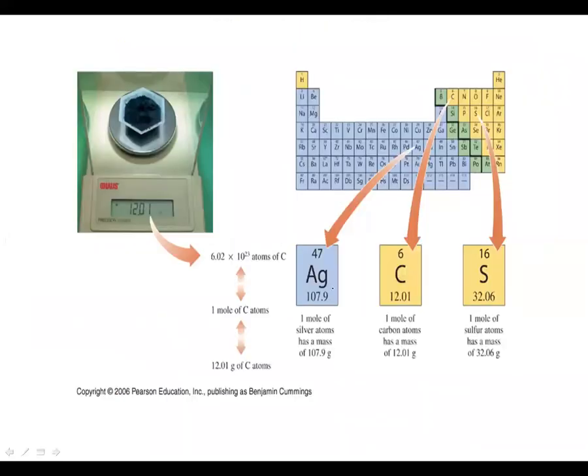And that's what we see here. So this is silver. 1 mole of silver has a mass of 107.9 grams, and that would be the molar mass of silver. So we would say silver's molar mass is 107.9 grams per mole. Carbon, like we just talked about, would be 12.01 grams per mole. And sulfur would be 32.06 grams per mole as the molar mass.